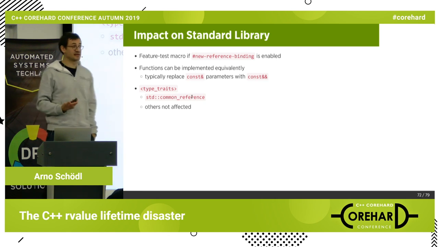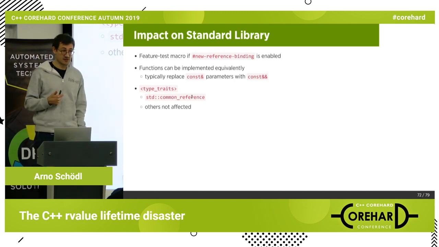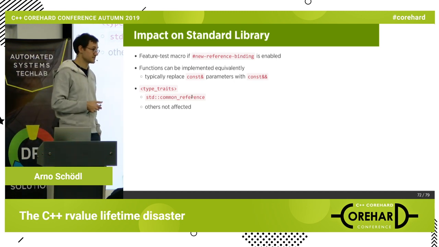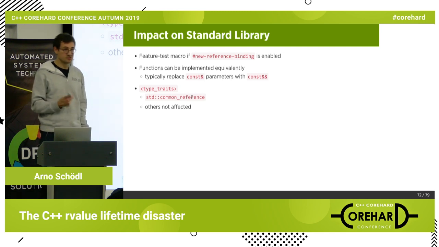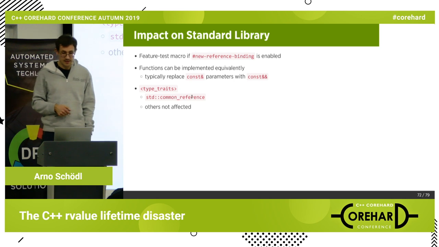How would that impact programs in particular? How would it impact the standard library? So first of all, you probably want some feature test macro. You want to know whether this thing is enabled or not. If you write more sophisticated code, you probably need to be able to find out which mode you're in.